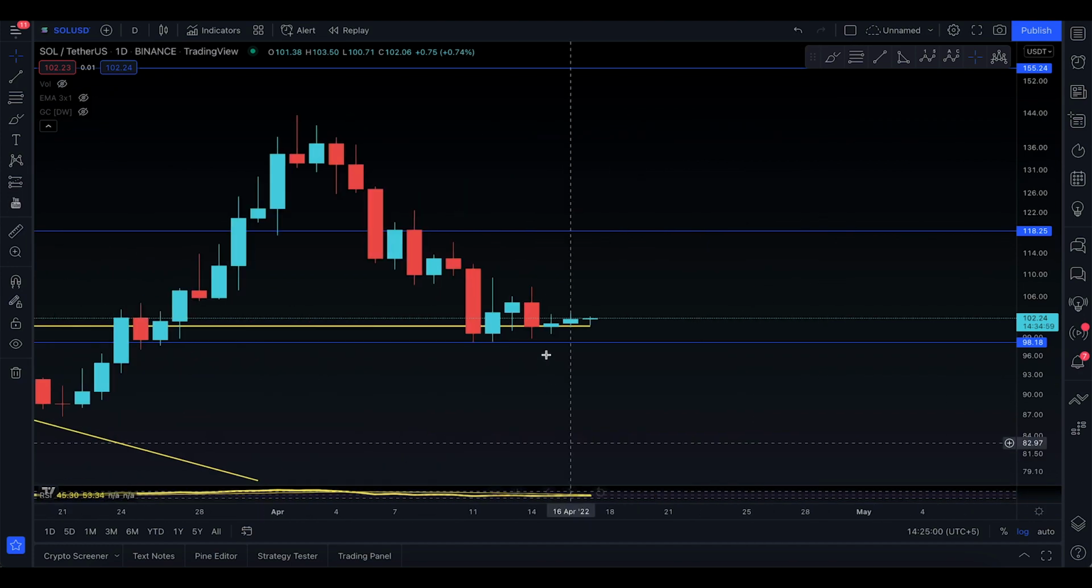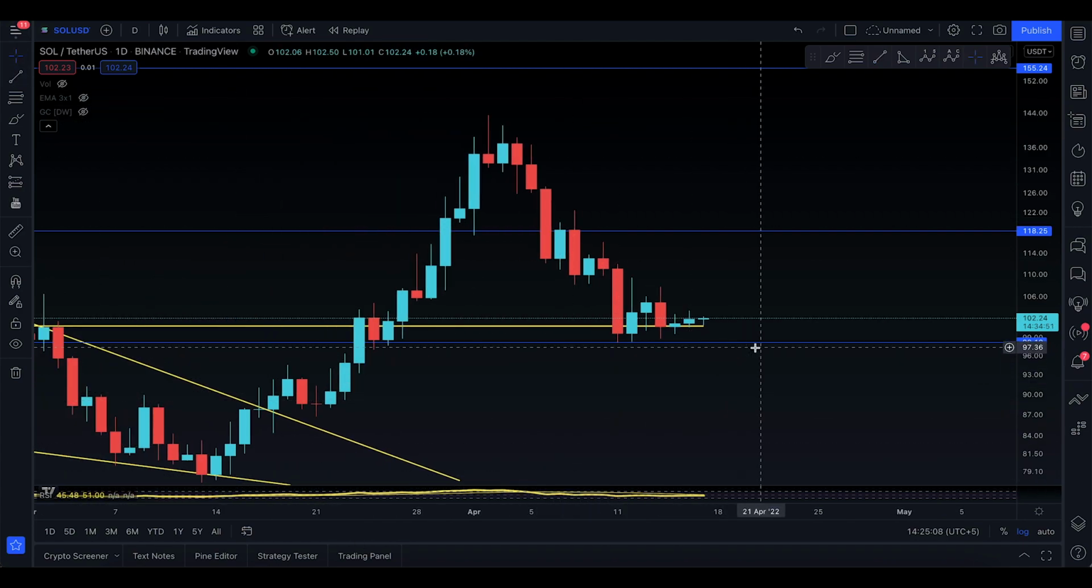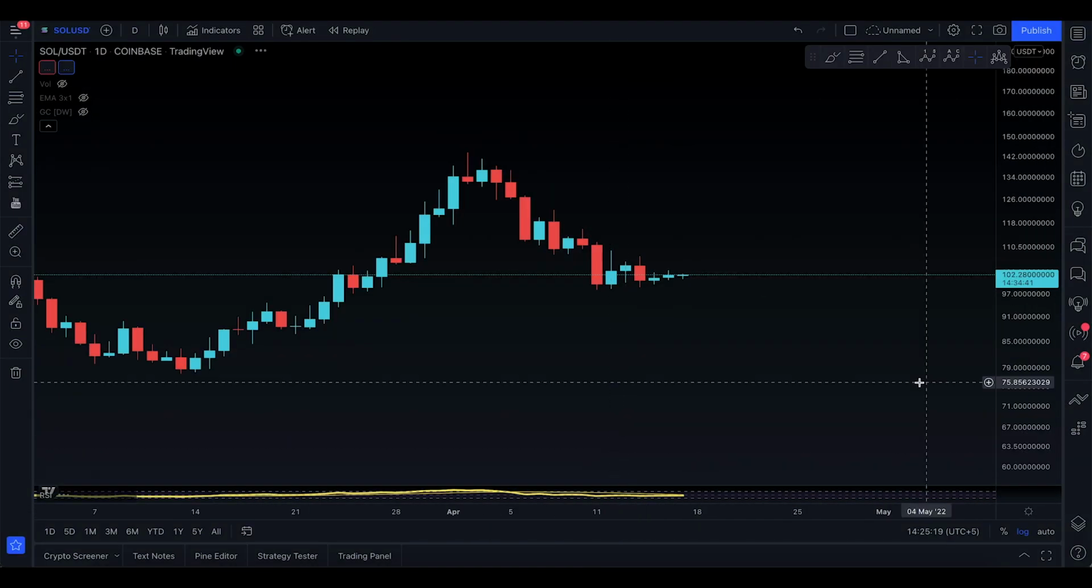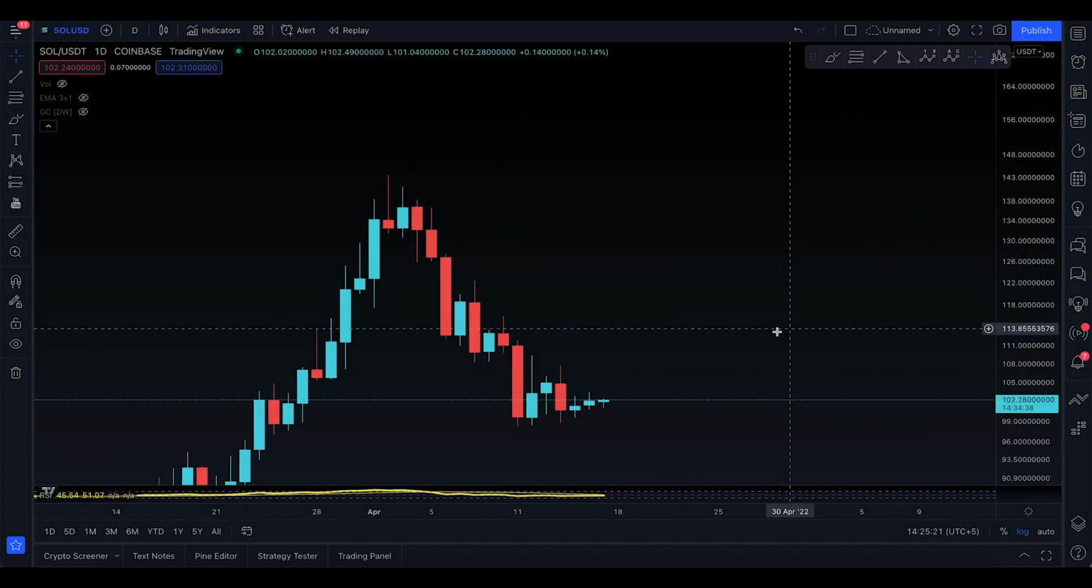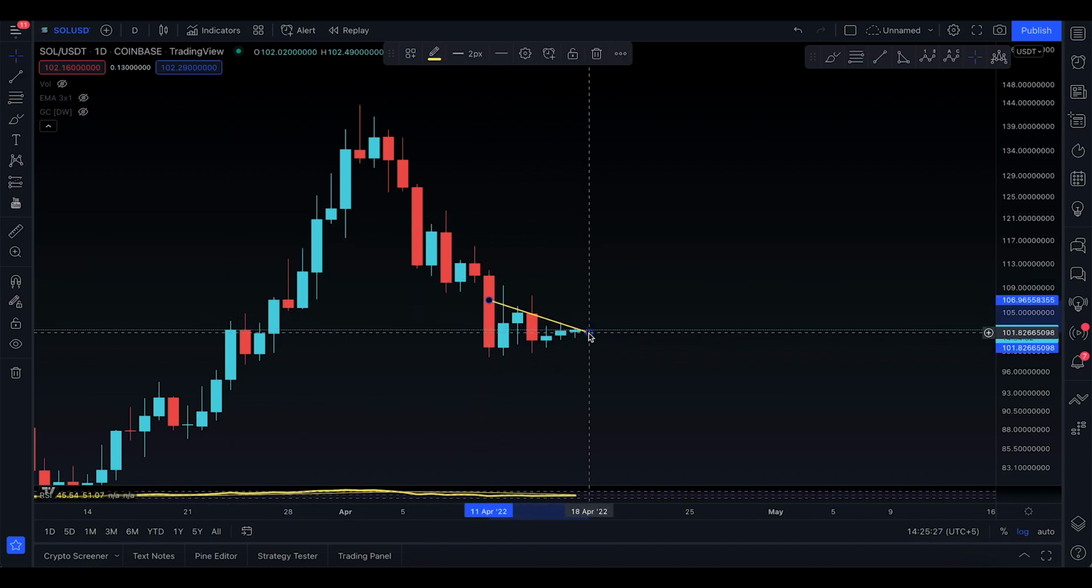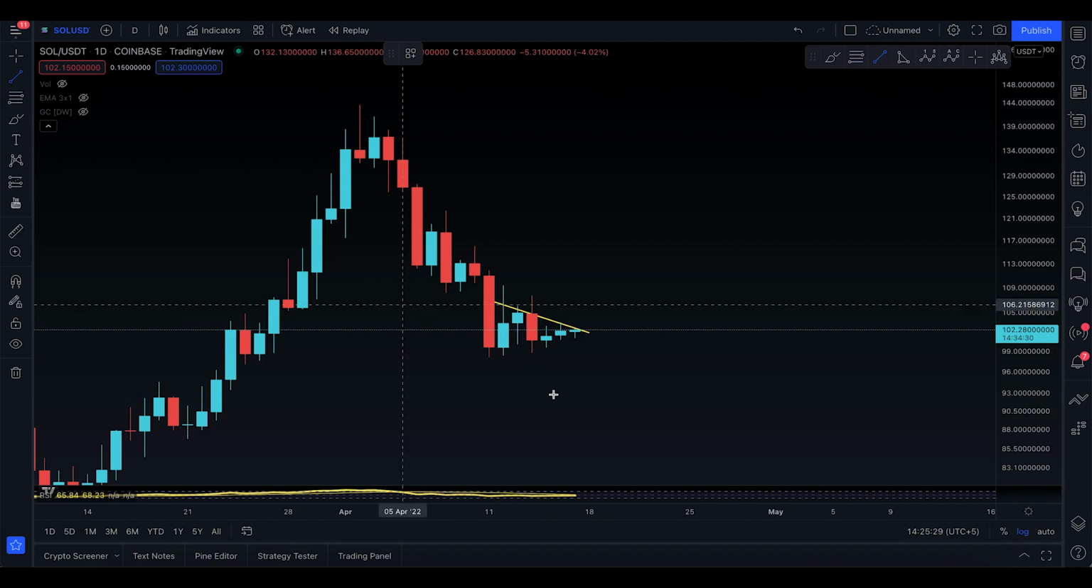So I do see one thing with Solana that actually is mirroring Bitcoin at this point of time, and let me tell you what's going on over here. What I'm gonna do is open up Solana in a different exchange just for reference. Let's open it on Coinbase exchange. So here we are, and let me show you this pattern that people are not paying attention to.